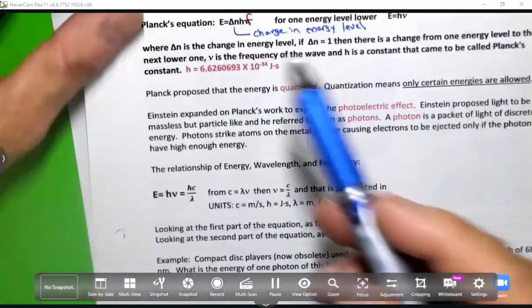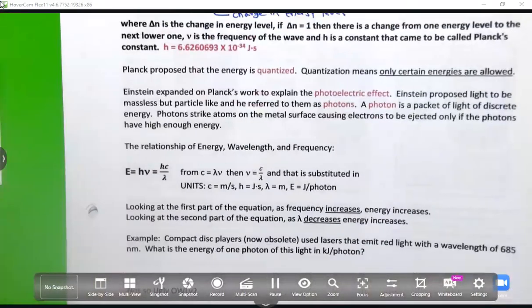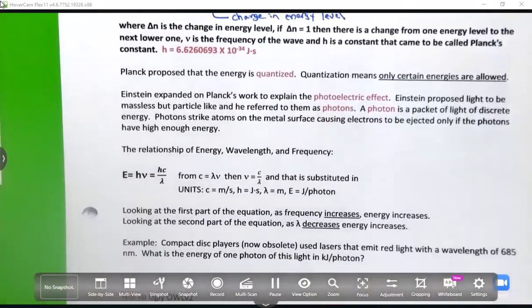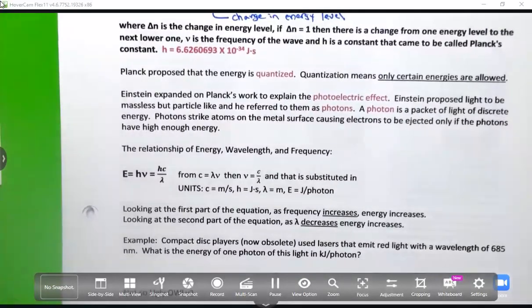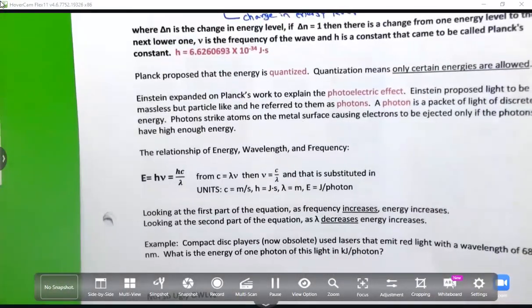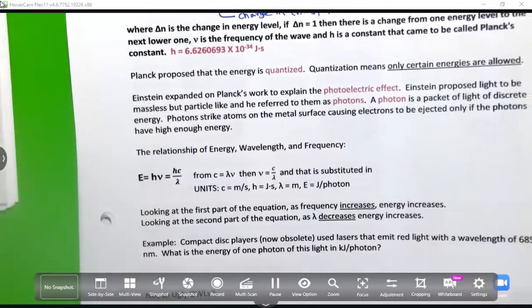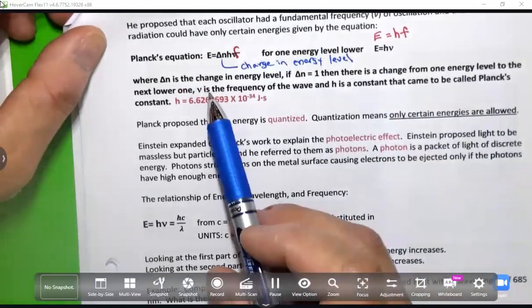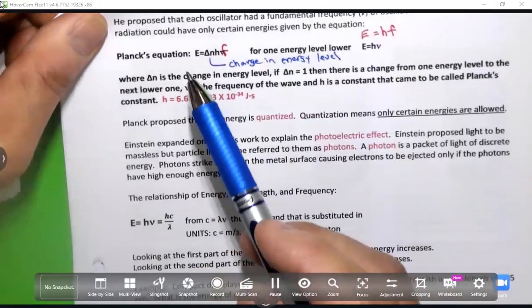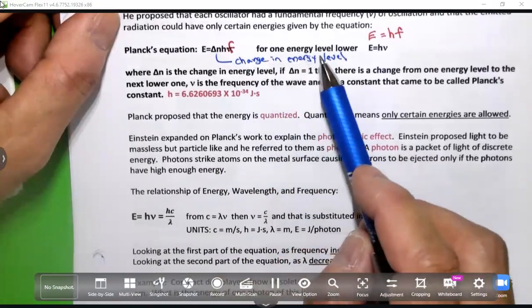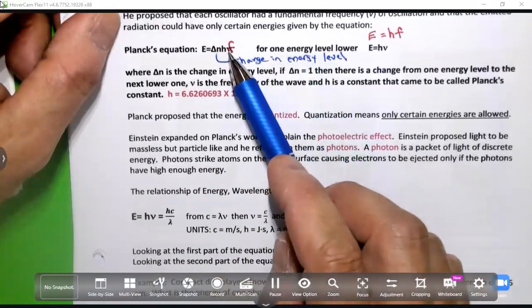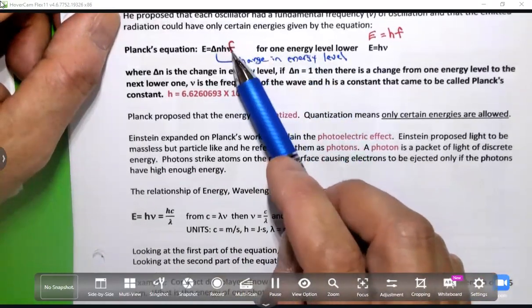All right, so Planck's equation actually gives us our energy, and it would make sense: if you have a higher waterfall, you have more energy at a higher waterfall. If we have an electron farther out, it attains more energy. Okay, so this is our equation. This is Planck's equation, change in energy level. H is Planck's constant, and F is our frequency.